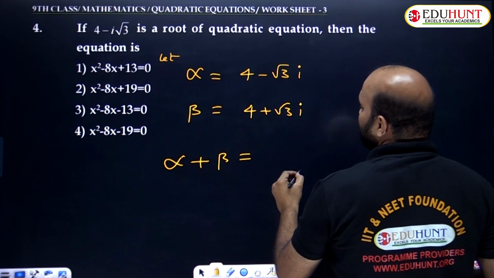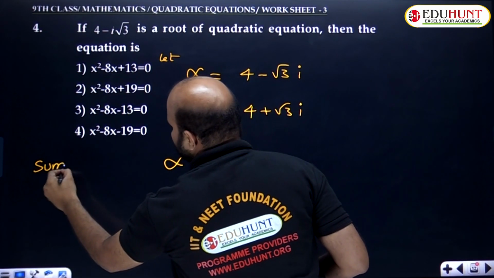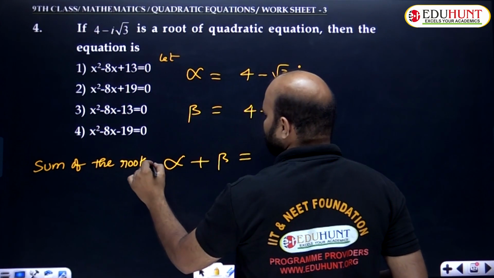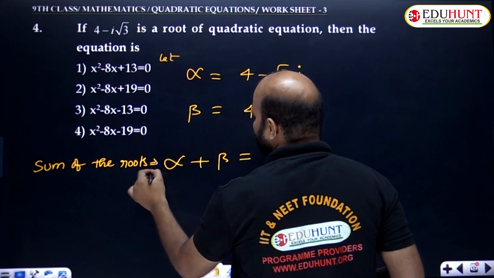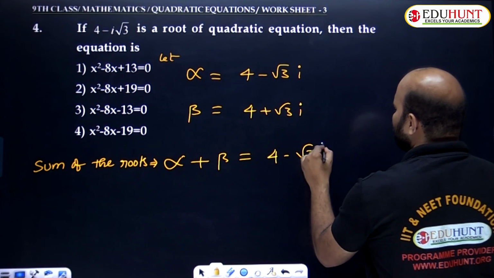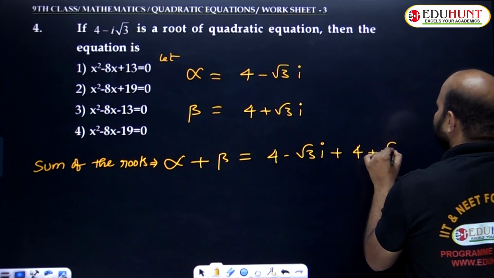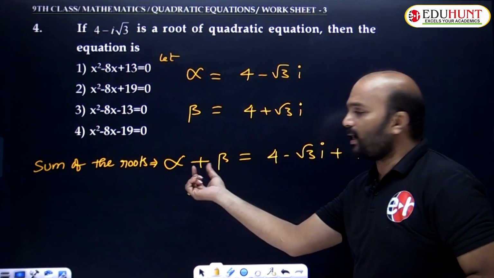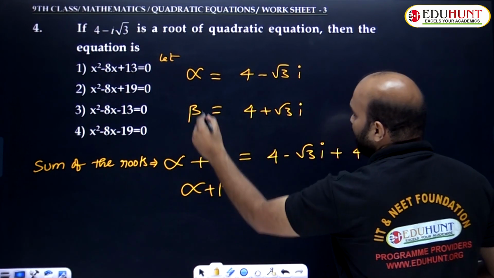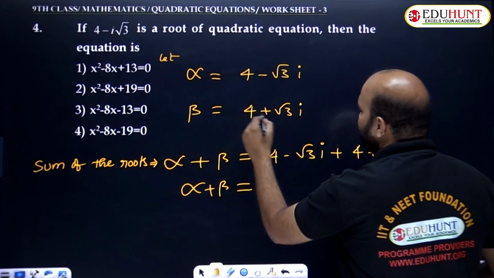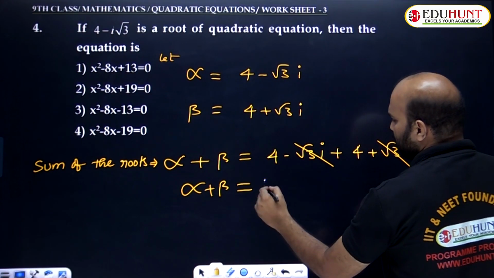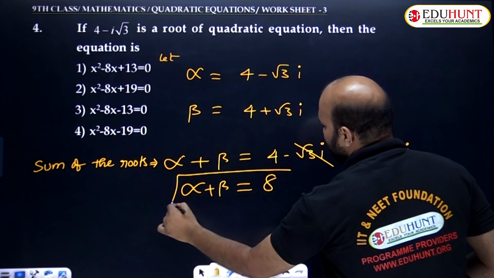Clearly, the sum of the roots is alpha plus beta. What is alpha plus beta? It can be written as 4 minus root 3 into i plus 4 plus root 3 into i. This is the sum of the roots, alpha plus beta. First we have to find the alpha plus beta value. Alpha is 4 minus root 3 into i, beta is 4 plus root 3 into i. So root 3 into i and minus root 3 into i cancel, 4 plus 4 is 8. So that is the alpha plus beta value.